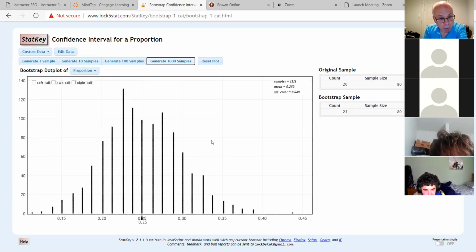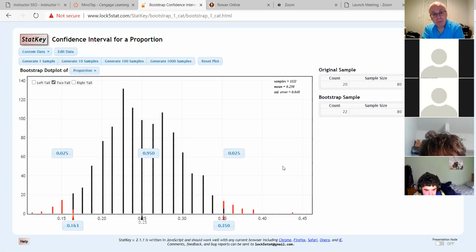Now, what if we wanted to find a so-called confidence interval from this? What we do is we go inside this box here and click two tails. So we click that. Now this program automatically gives you a 95% confidence interval. Automatically does that by default.